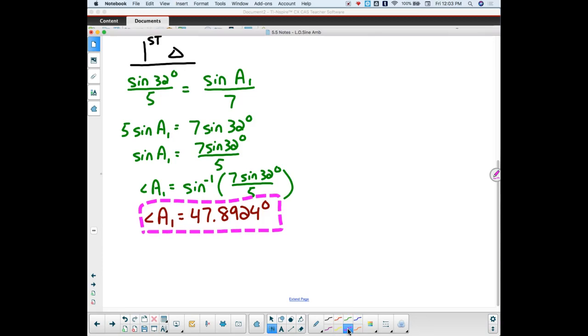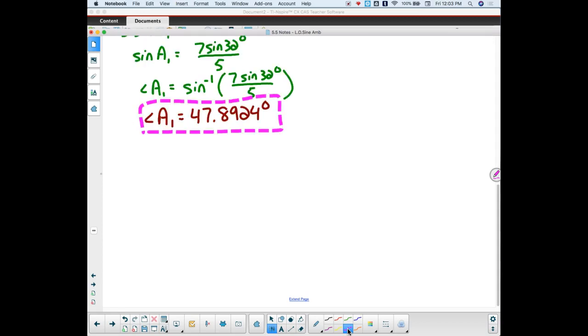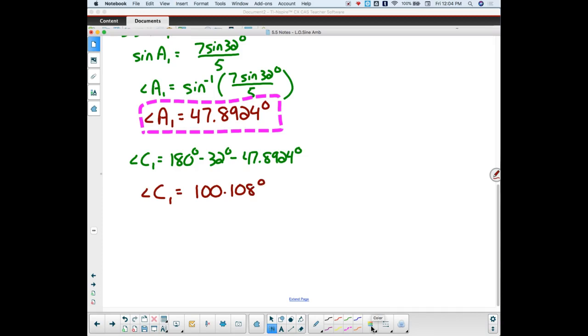Okay. Now, what can we find in my first triangle? Angle or side? Angle C sub 1. Angle C sub 1 is going to be 180 degrees minus 32 degrees minus 47.8924 degrees. So angle C sub 1 is going to be 100.108 degrees.